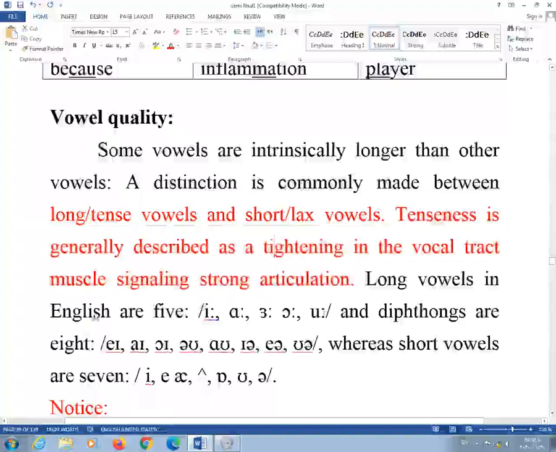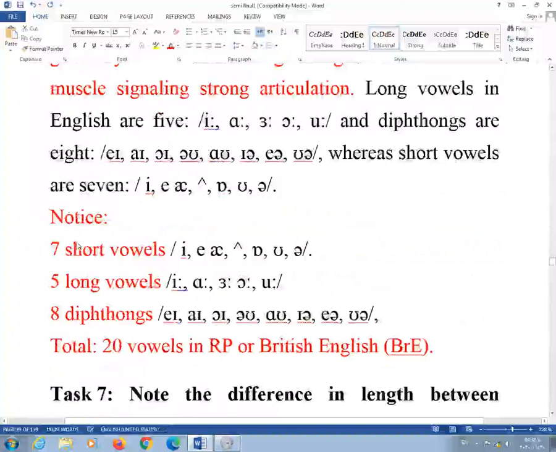Okay, long vowels in English, especially British English, BRE. There are actually 7 short vowels. Don't forget this. There are 7 short vowels: e, a, o, u, schwa. And number 2, 5 long vowels: e, a, o, u. And 8 diphthongs. 8 diphthongs, and this is what we're gonna study today. Diphthongs, and the word diphthongs means 2 vowels in each one of them.